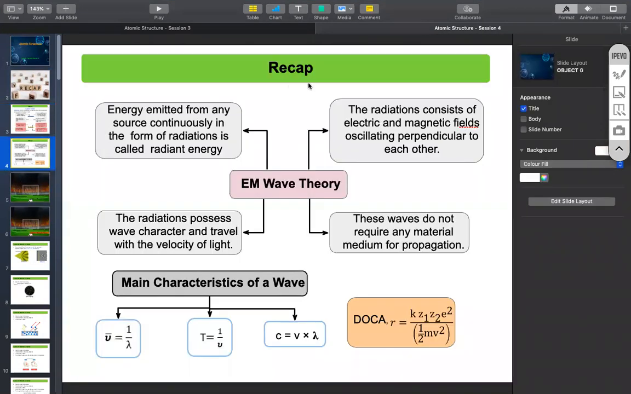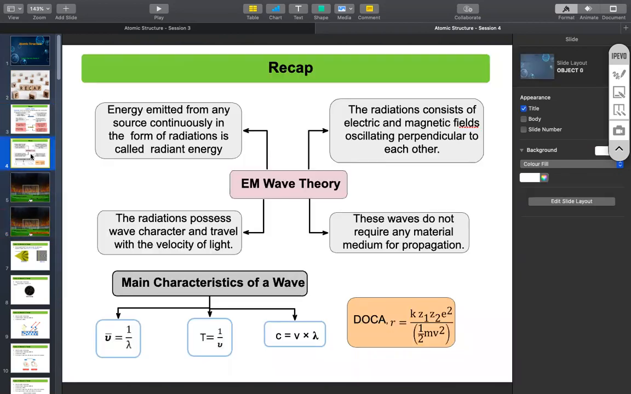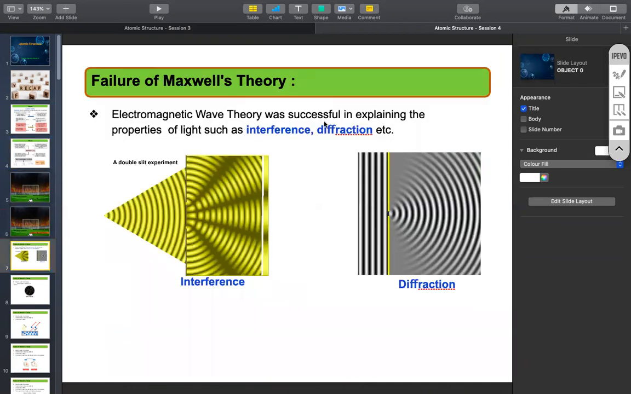Okay, guys. Now electromagnetic wave theory is over. Now the point is we have discussed the electromagnetic radiations. Now for electromagnetic radiations, there is a failure of Maxwell's theory. What's the failure? Electromagnetic wave theory was successful in explaining the properties of light like interference and diffraction.